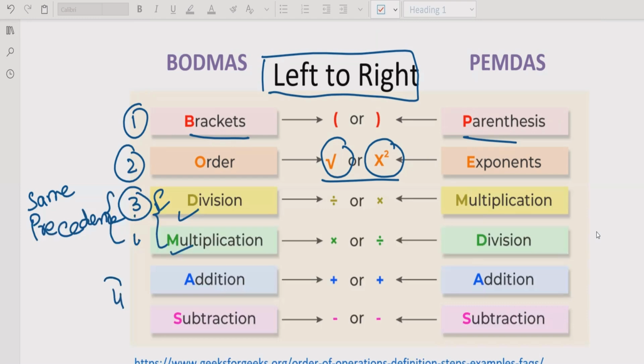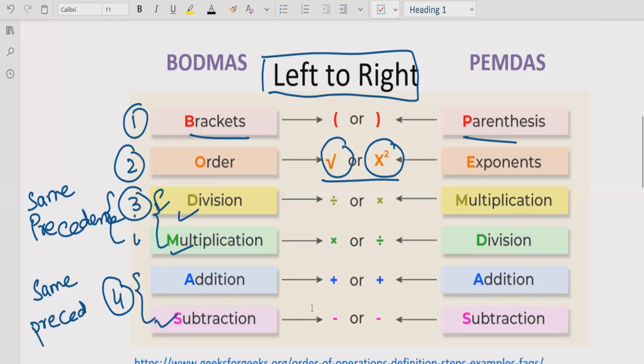Similarly, for addition and subtraction, we have the same rule. Going left to right, they both have the same precedence. If you get addition first, you solve that part first, and if you get subtraction first, you can solve this part first. It is not necessary to add first and then subtract. Both have similar precedence, so you can solve addition or subtraction, whichever comes first.